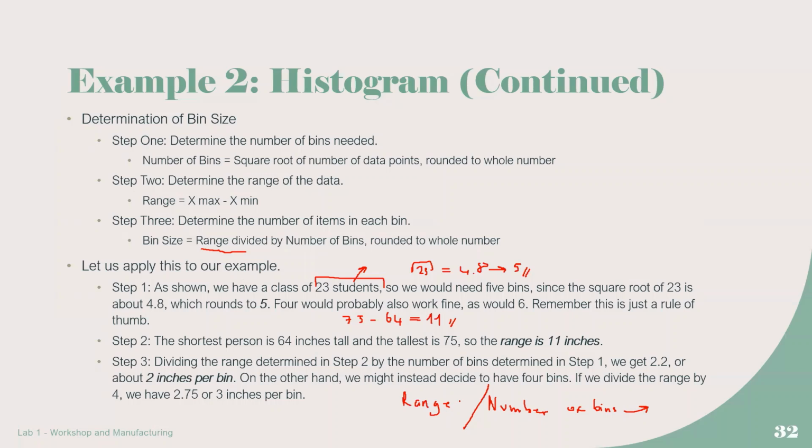So what was my range? It was 12, right? And what was my number of bins? Here in step 1, I calculated it. It was 5. And so it is equal to 2.2, right?